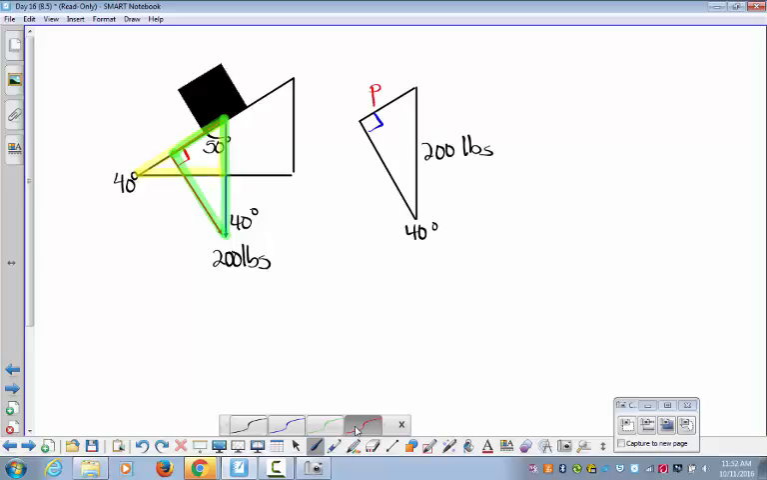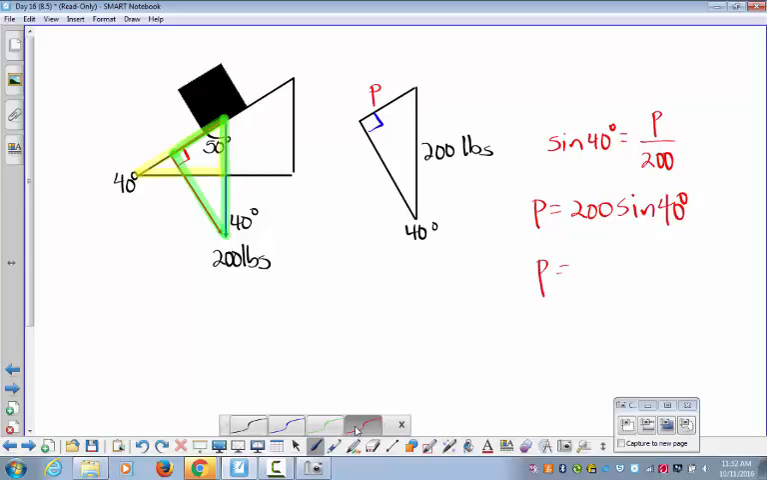So let's just call that side P. That's the force parallel to the ramp. And we can use right triangle trig. That's cool. And the sine of 40 degrees will be the side opposite divided by the hypotenuse. So that's going to be the parallel force magnitude over 200. So P will be 200 sine 40.